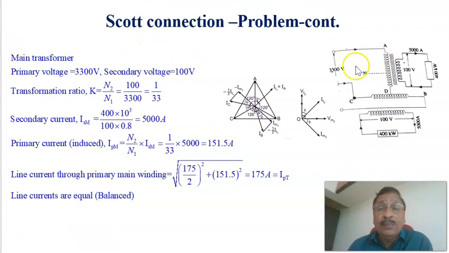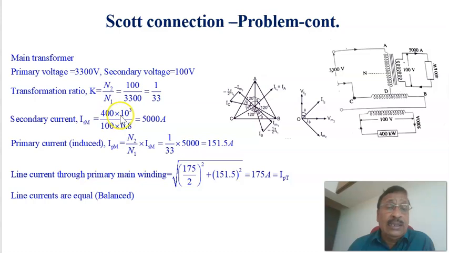Now continuing the same problem, if you consider the main transformer, as we have already seen, the primary voltage of the main transformer is equal to the line voltage, 3300 volts, and the secondary voltage is equal to 100. Therefore, the ratio N2 by N1, output voltage 100 divided by 3300, or 1 by 33, is the transformation ratio of the main transformer. Now the secondary current we have already calculated, which is equal to 5000 amperes.